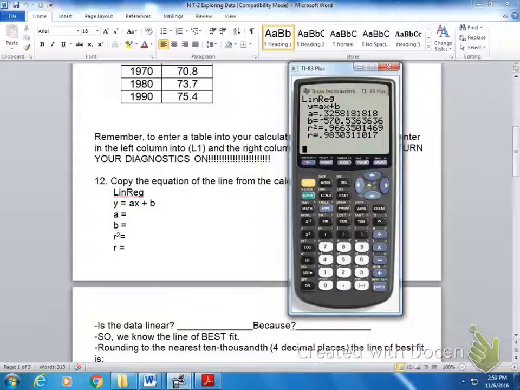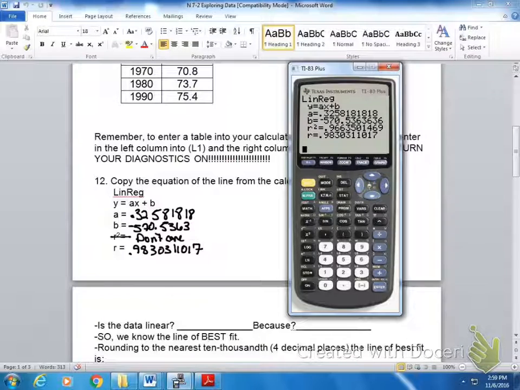So it tells me A is 0.32581818. I'm not going to write out any more of those. I think we know that's going to go on forever. B is a really big number, negative 570.5363. And then we have an R2 value that we don't care about. That's something for another time. But we do care about the R value, and that's 0.98303. That's not the kind of R value we're used to seeing, okay?